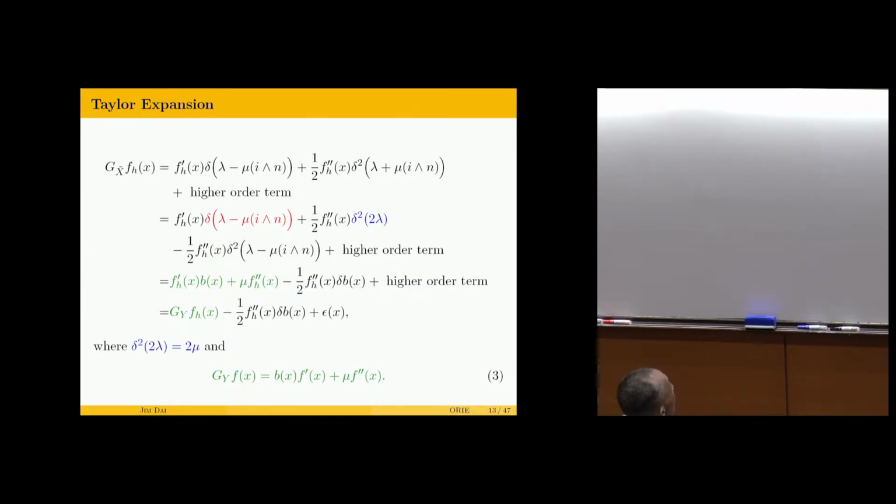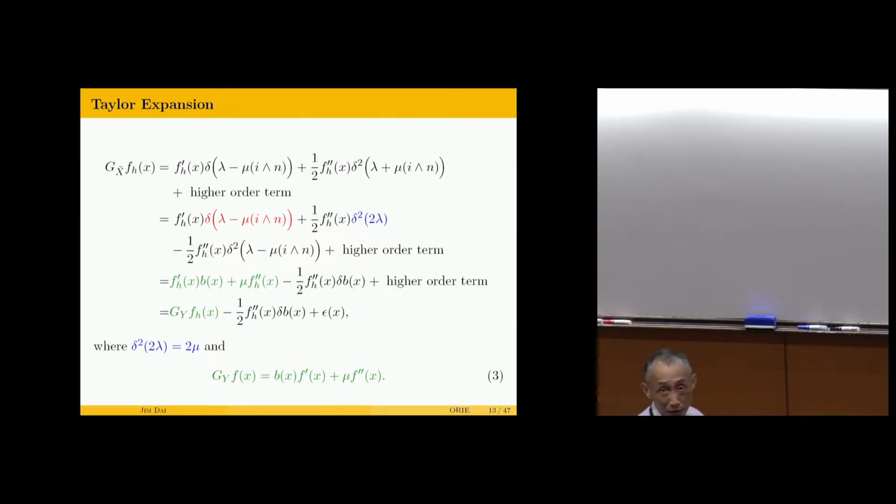So if I group this first line here, this is going to be my generator for the diffusion process. Okay, this is my generator. And then remember, this generator has a constant diffusion coefficient mu. Okay, constant diffusion coefficient. And because it's delta squared times 2 lambda, that's going to be just mu. All right. So this object I'm going to focus on for the moment.